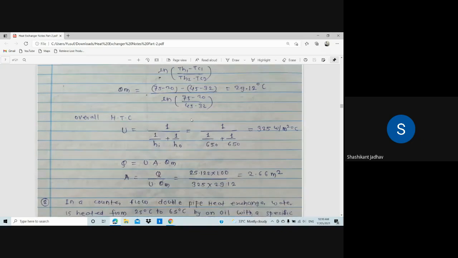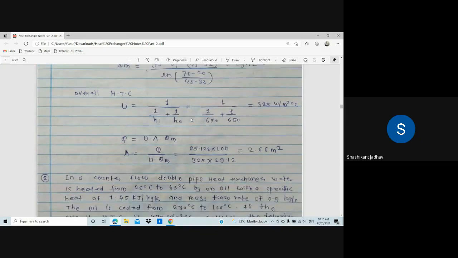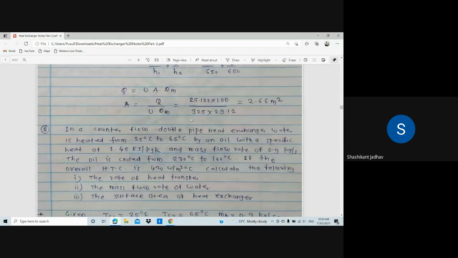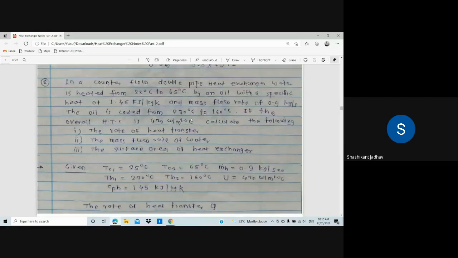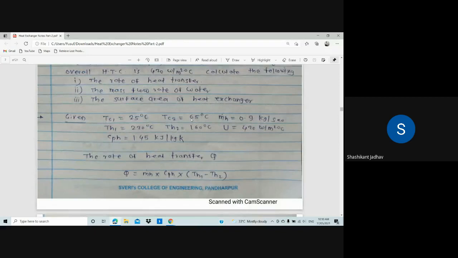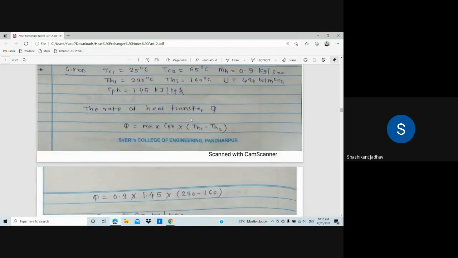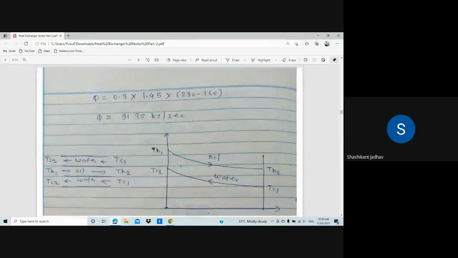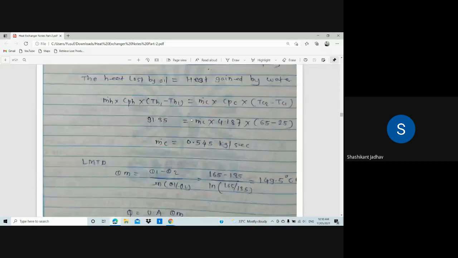So for that we have to calculate the area. As we know the standard equation, q is equal to U into A into theta m. From that we have calculated the value of area. Similarly, in the second problem we have calculated the value of area. But in that problem, first of all we calculated the value of q, then the value of m dot c, and by using the LMTD method we calculated the value of area.